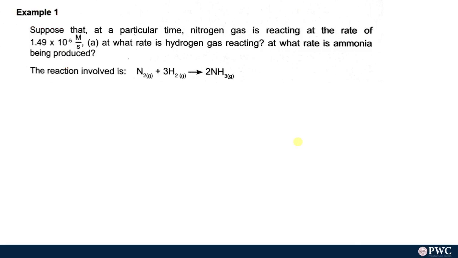Suppose that at a particular time, nitrogen gas is reacting at the rate of 1.49 times 10 to the power of negative 5 molar per second. At what rate is hydrogen gas reacting? At what rate is ammonia being produced? So again, here we have this reaction, and the given is the rate of nitrogen gas reacting. So here, the rate of this one is 1.49 times 10 to the power of negative 5 molar per second. Whereas we need to determine the rate of this hydrogen gas reacting, then the rate at which ammonia is being produced.